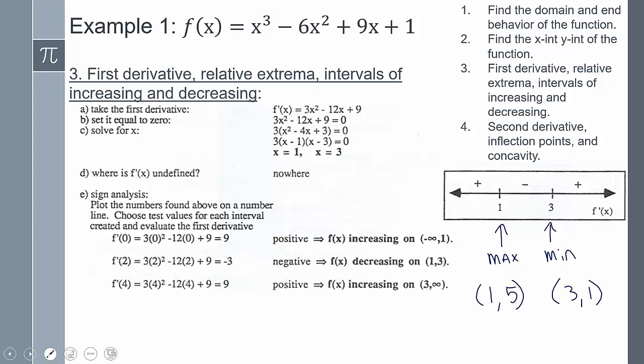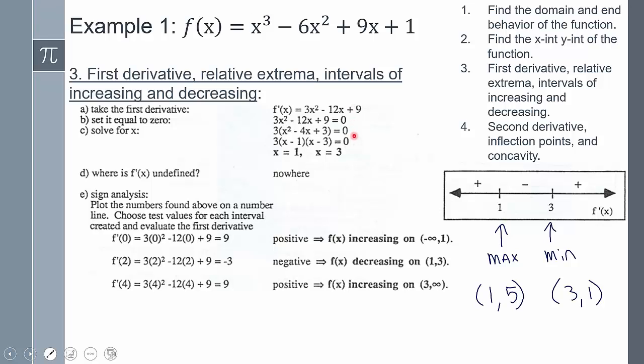Then the third bullet point says the first derivative, finding relative extrema and the intervals of increasing and decreasing. So that's what I did here. Now, like I said, I typed everything out so I can condense all of this onto one slide, but just bear with me. I may skip some of the work in between, and I'm going straight to the pieces that matter. So I took the first derivative, and now I need to find those critical numbers.